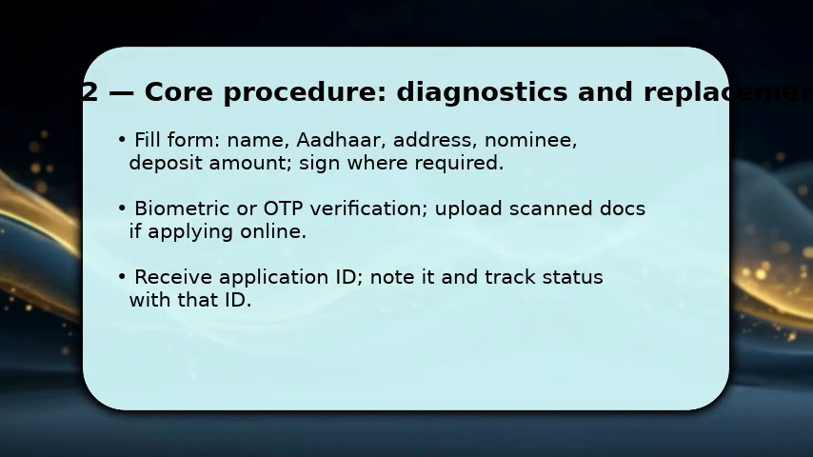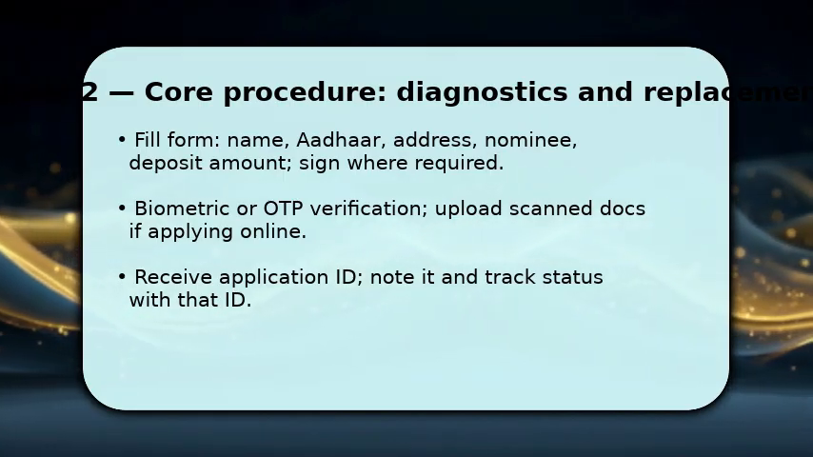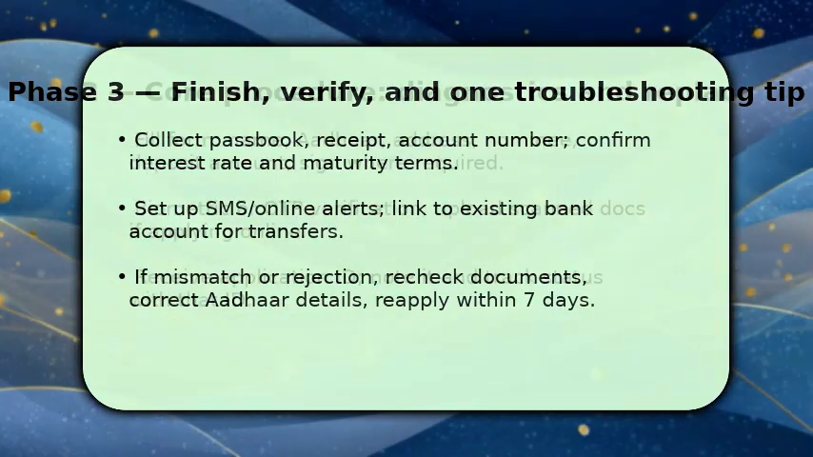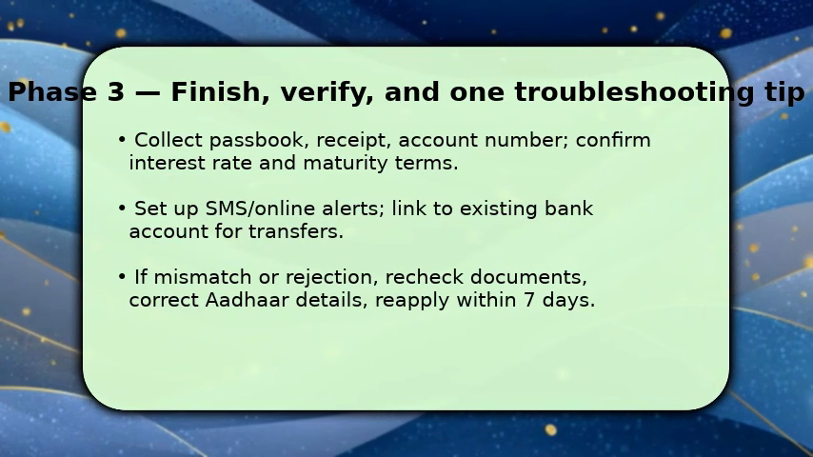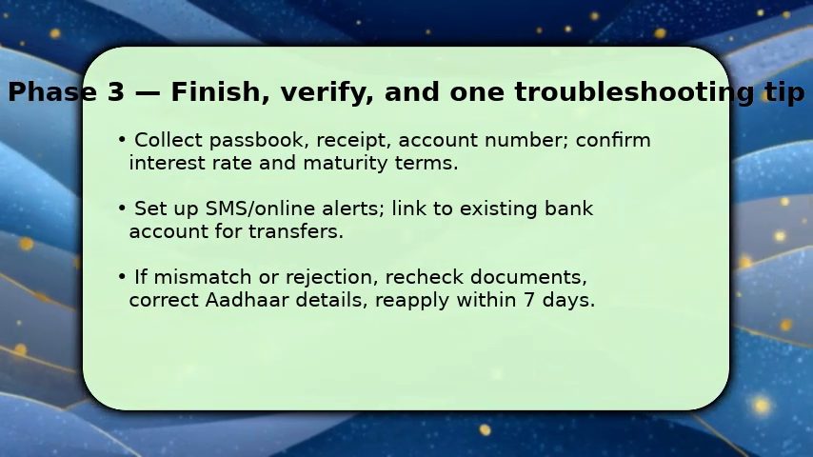Keep the transaction receipt. After submission, note the application ID. This lets you track approval status. If you applied in person, you finish by collecting the passbook, receipt, and account number. Verify the interest rate and maturity terms so there are no surprises.